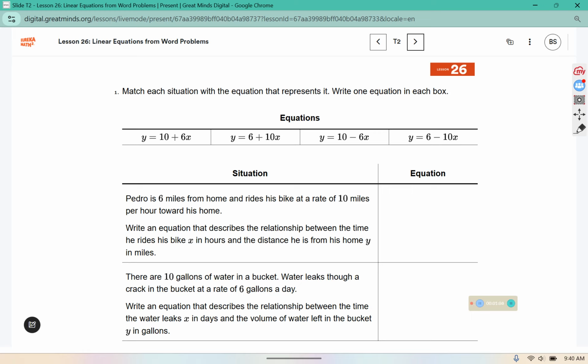So if he is 6 from home and he's riding towards his house, those are going in opposite directions. So we would have a positive 6 and a negative 10. The rate is 10 miles per hour, so the rate is usually the one that gets the variable. So the equation that would match here is y equals 6 minus 10x.